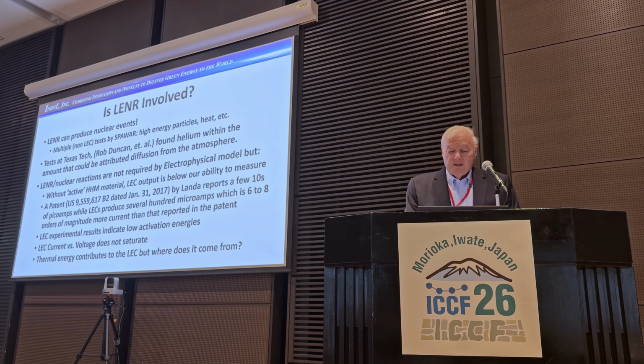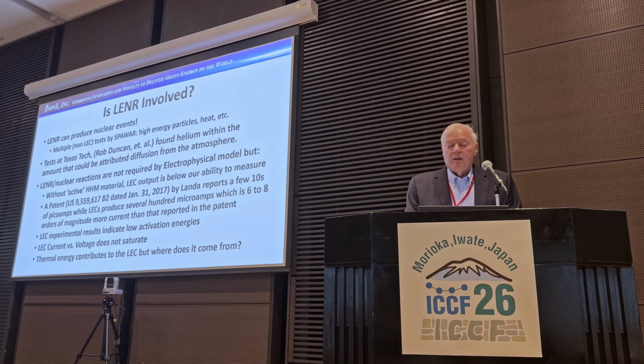And thermal energy does contribute, but where does the thermal energy come from? It could be that some of the things that you're seeing in your experiments and your powders are producing enough thermal energy that they actually can create the thermal energy we need.